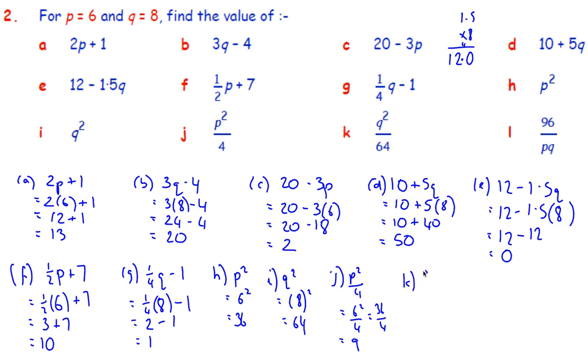Next, Q squared over 64. Again, Q is 8, so I'm going to put 8 squared over 64, which is 64 divided by 64, which is 1. Hopefully you got that. And finally, 96 divided by PQ. What does that mean? PQ means P multiplied by Q. So you could put some brackets in like that and say 6 and 8. We know that 8 times 6 is 48, and 96 divided by 48. You notice that 2 times 48 is 96. So in other words, the answer is 2.